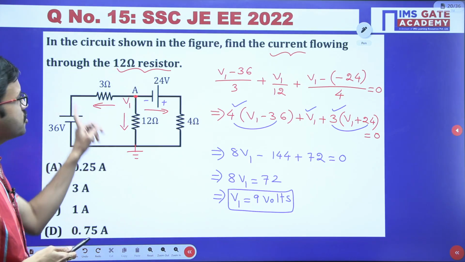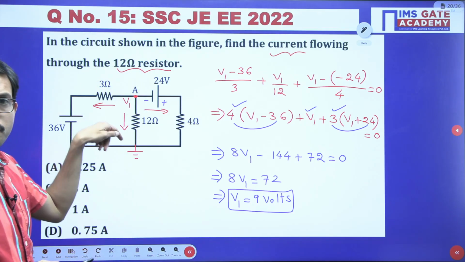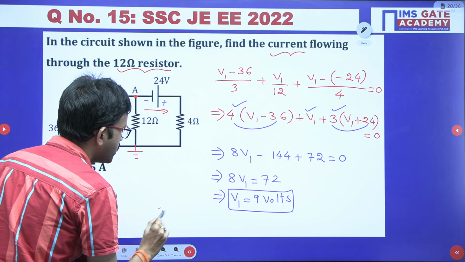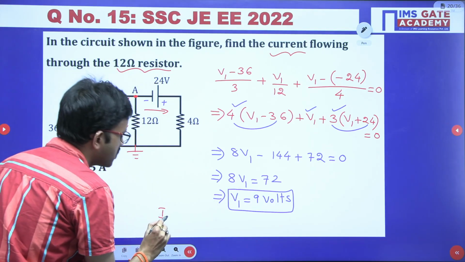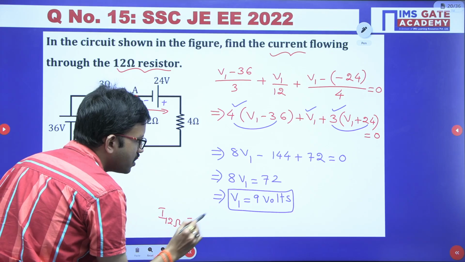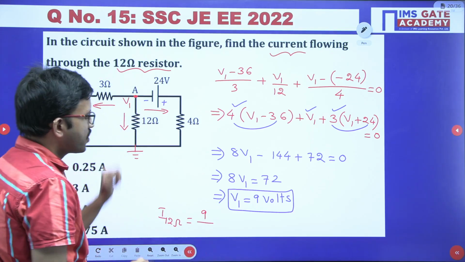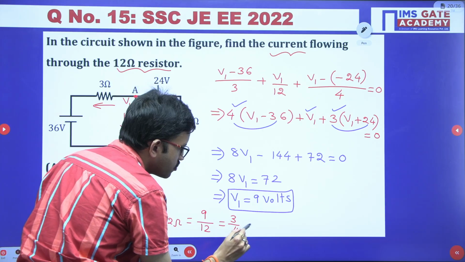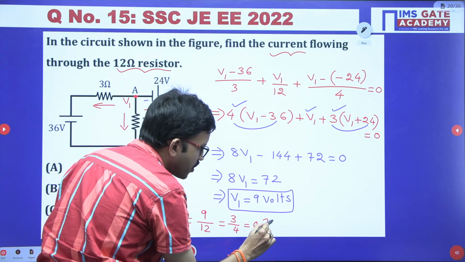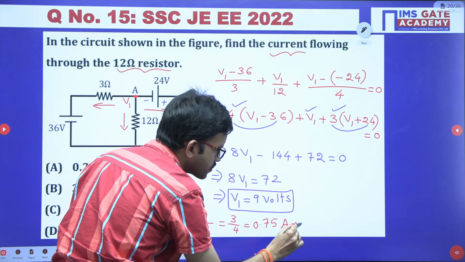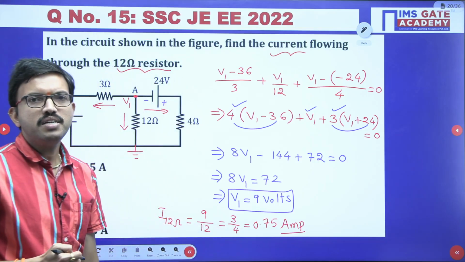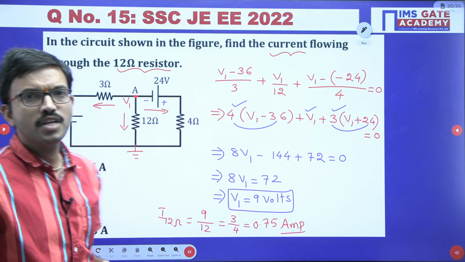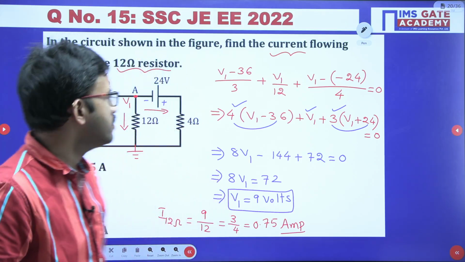But in this question you have to calculate current flowing through 12 ohm resistor, right? So just now you got V1, now we can calculate the current. Current flowing through 12 ohm resistor by using Ohm's law, 9 divided by 12. So 3 by 4 is nothing but 0.75 ampere. So the correct answer is option D. I hope it is clear for everyone.